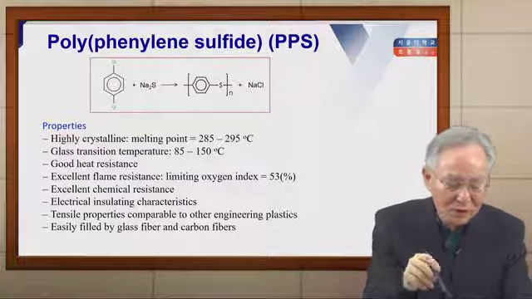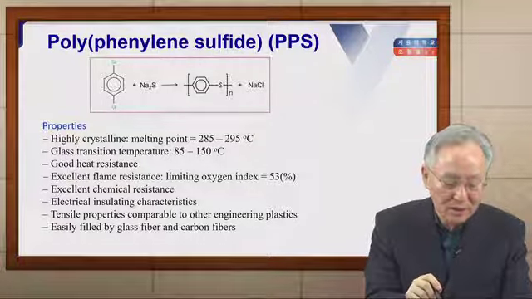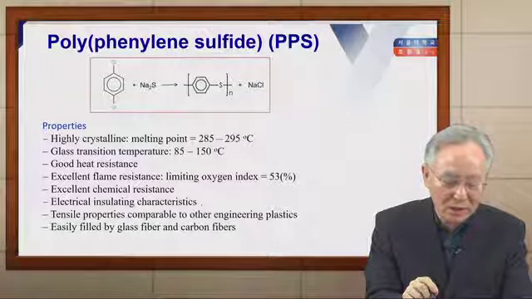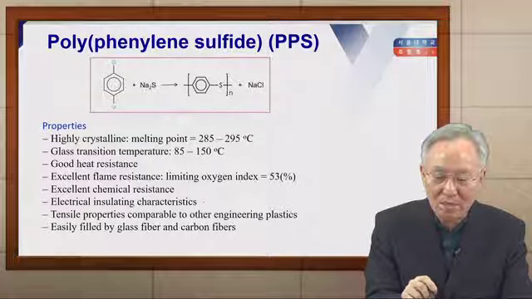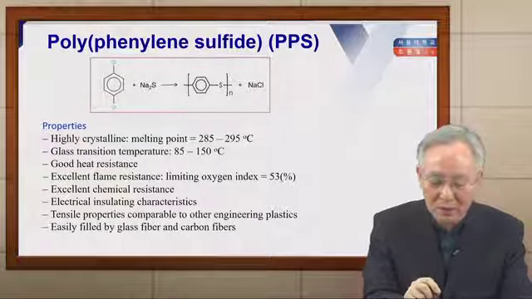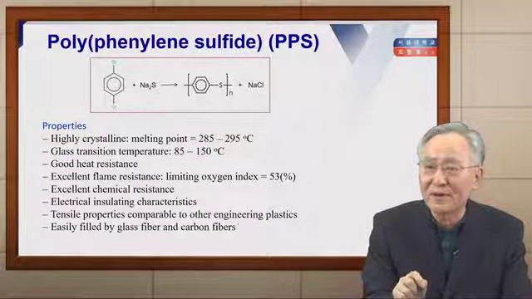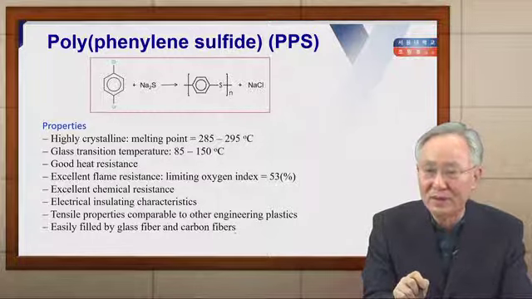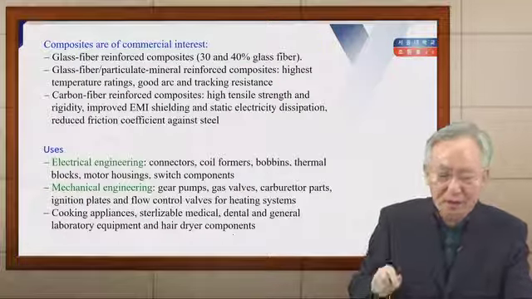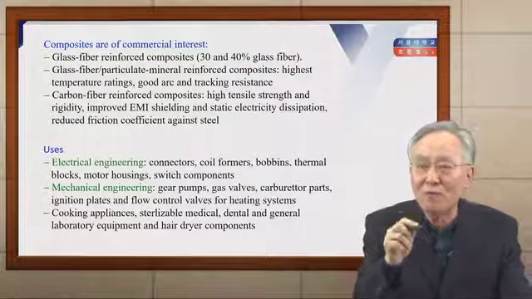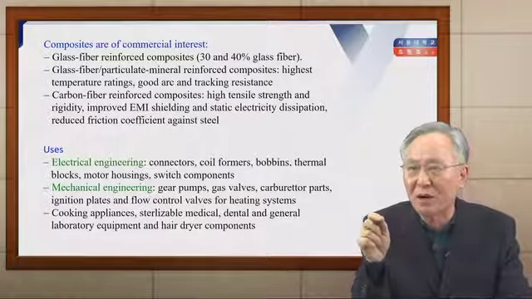So PPS shows excellent chemical resistance and electrical insulating characteristics, and the tensile properties of PPS are comparable to other engineering plastics. PPS is easily filled with glass fiber and carbon fibers, and therefore PPS can be used in the form of a composite rather than PPS alone.